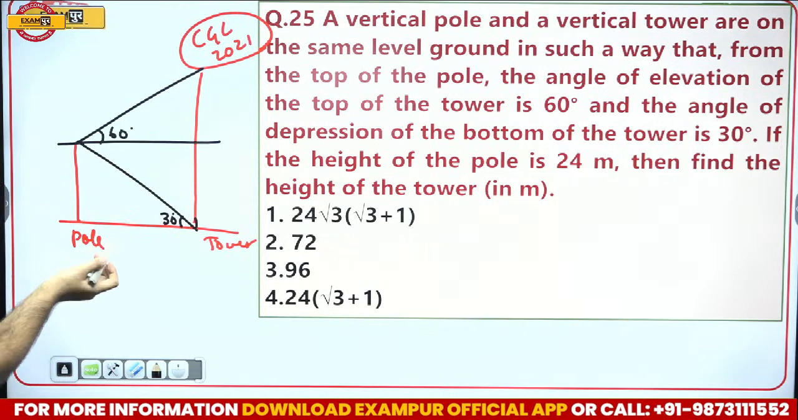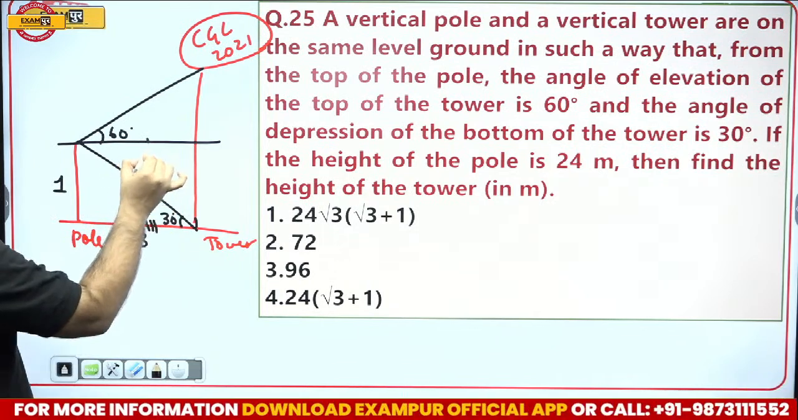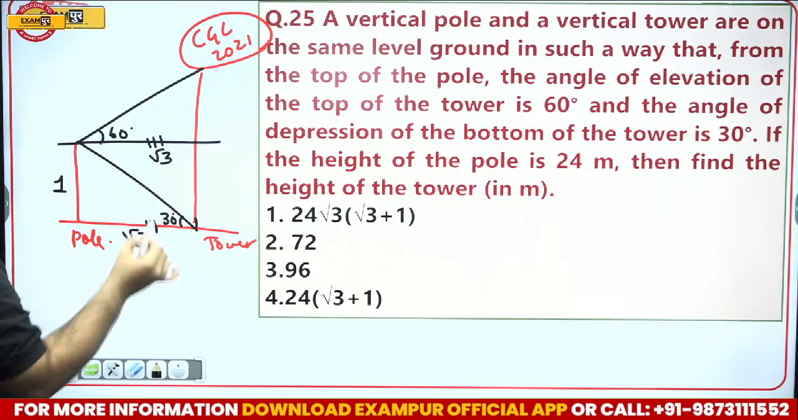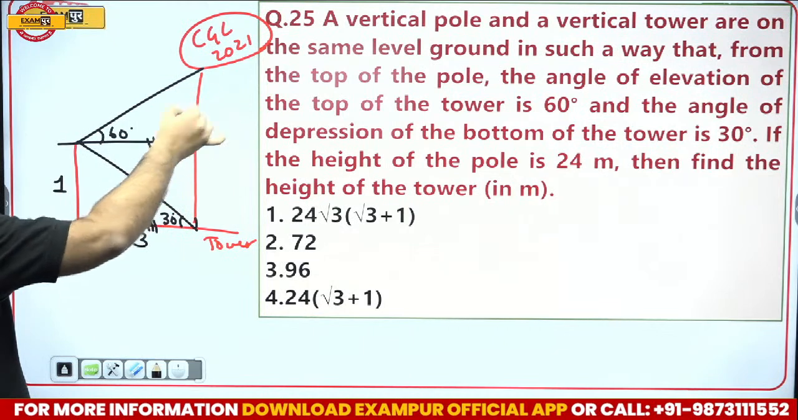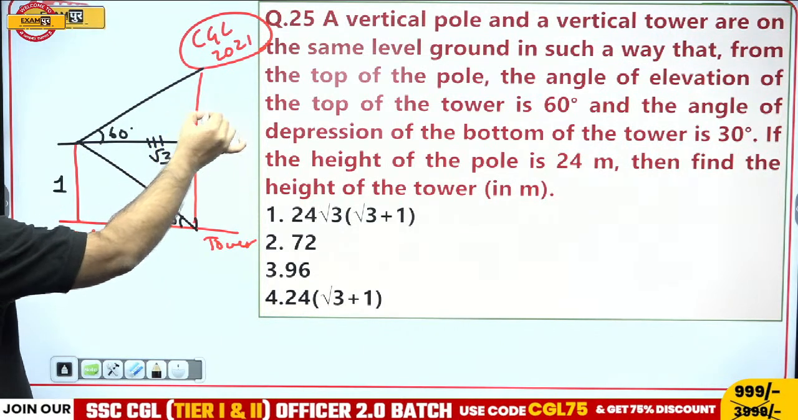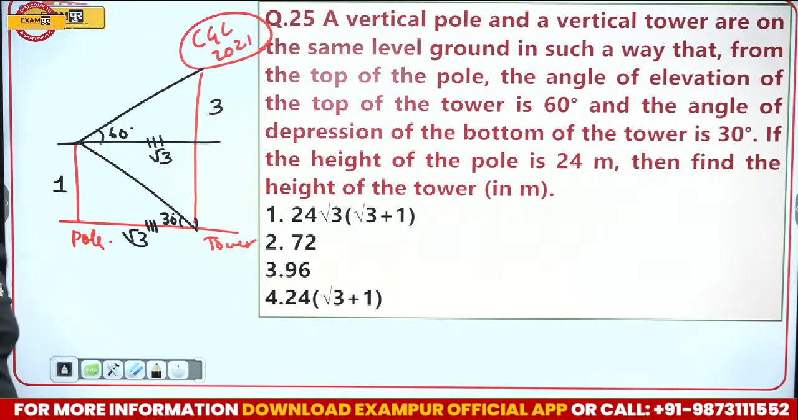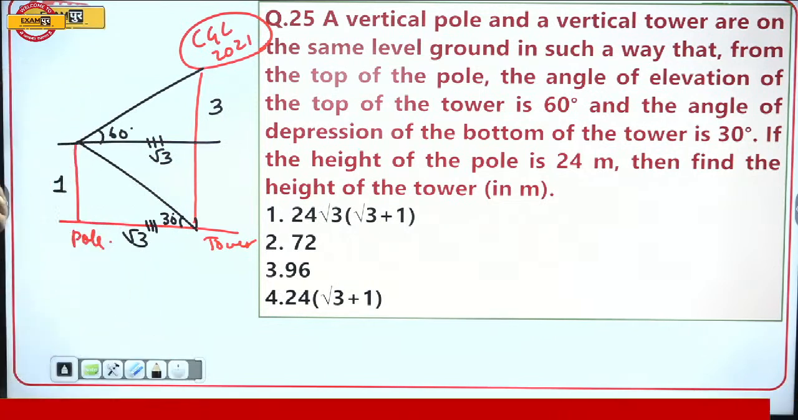For 30, it says 1:√3. If this distance is √3, this is also √3. Now for 60, they maintain √3:1. I've taken this already as √3, so this should be 3 to maintain √3:1.